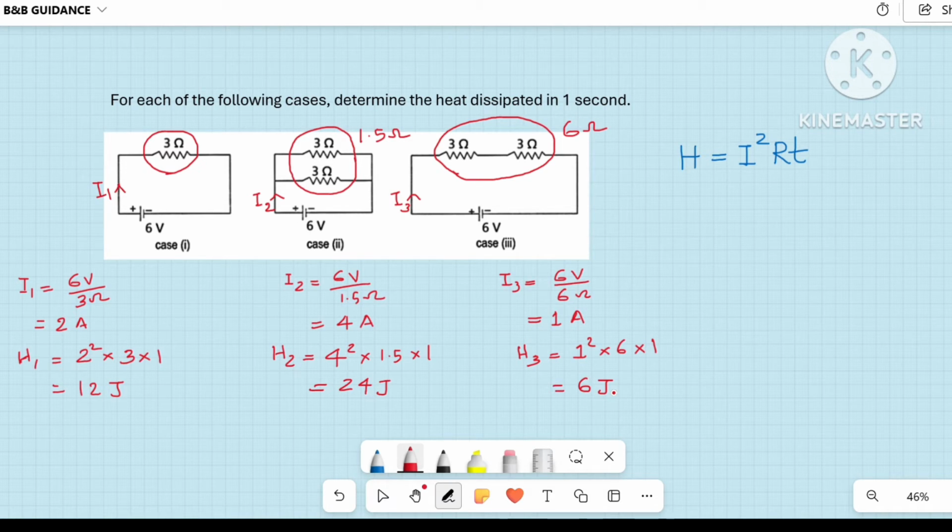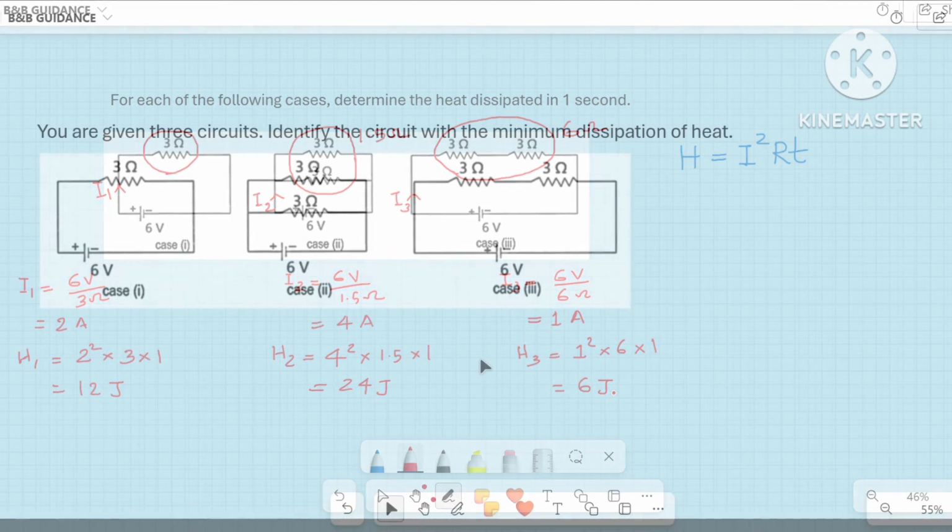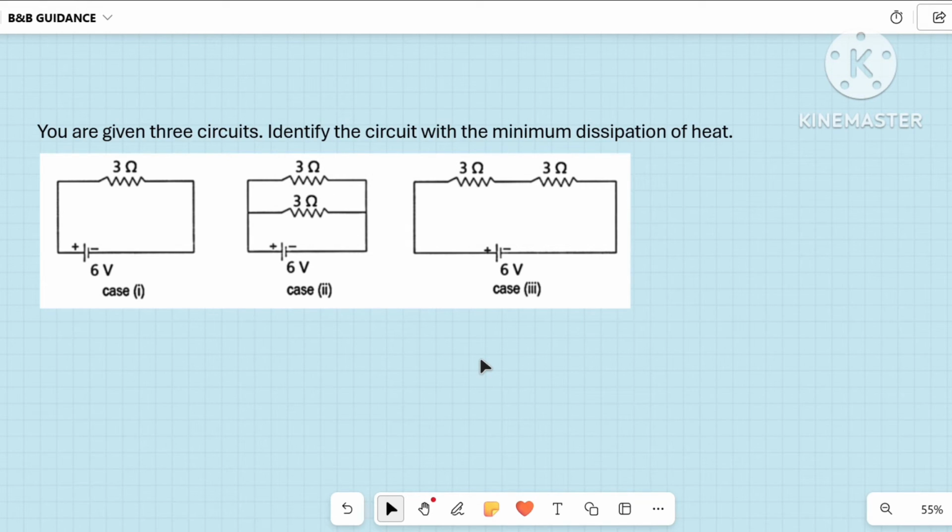But in fact, this was not the question I wanted to ask you, or this is not the way I wanted to explain this. The real question is something else. Shall I go for the question? Yes, this was the actual question. You are given 3 circuits. Identify the circuit with the minimum dissipation of heat. Time is not given. But now you know the answer. The minimum heat dissipation is in the third case. We have already seen that.